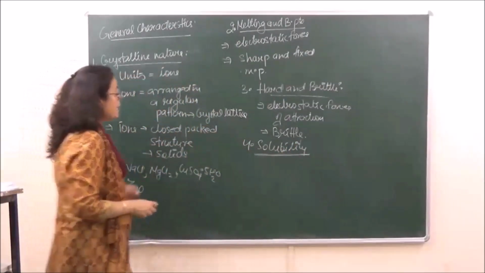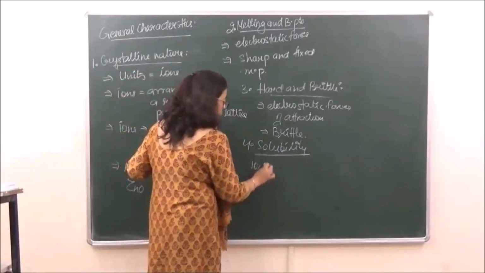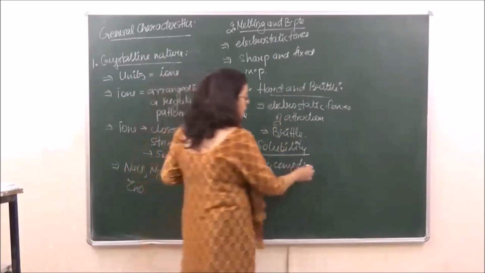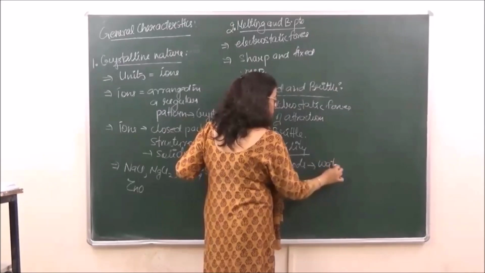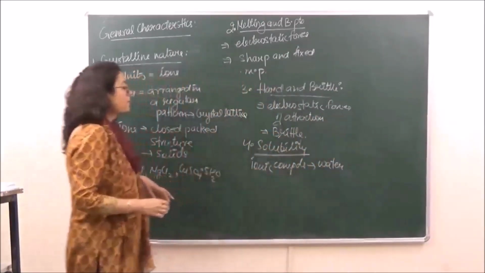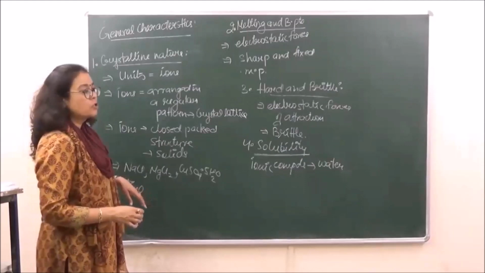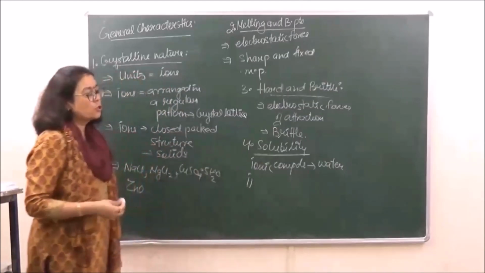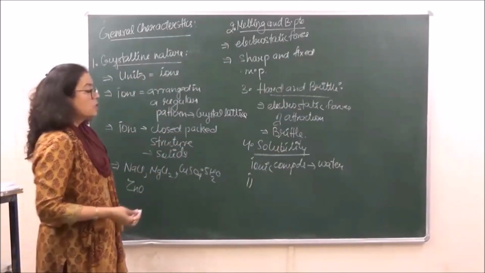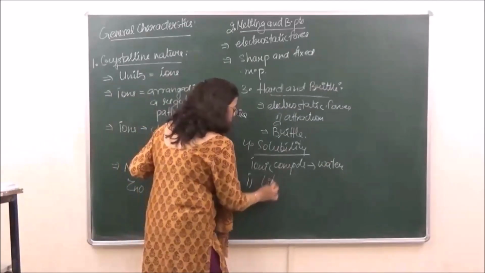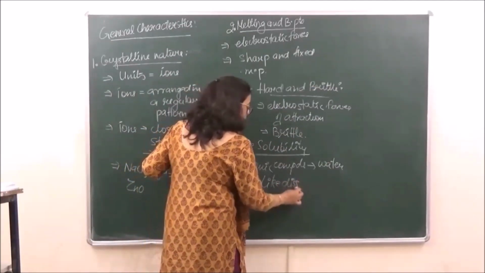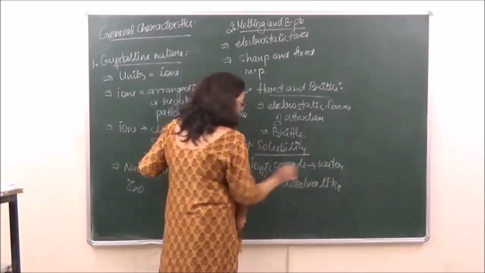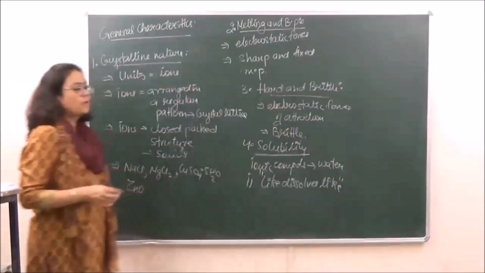Solubility. We say that ionic compounds are soluble in water. There are a few reasons why ionic compounds are soluble in water. The first reason is that an ionic compound is polar in nature, and so is water. Water is also polar in nature. So we have a principle in chemistry which says like dissolves like. Because of this, ionic compounds are soluble in water.